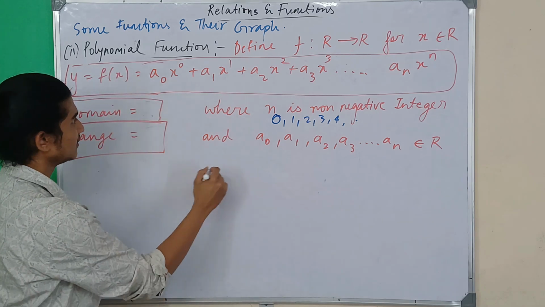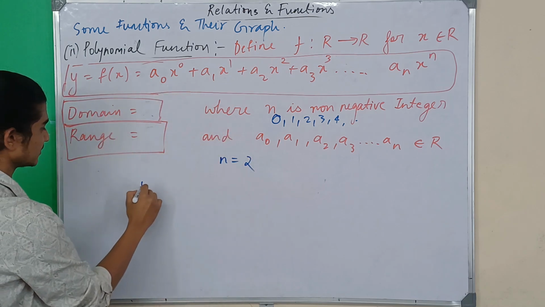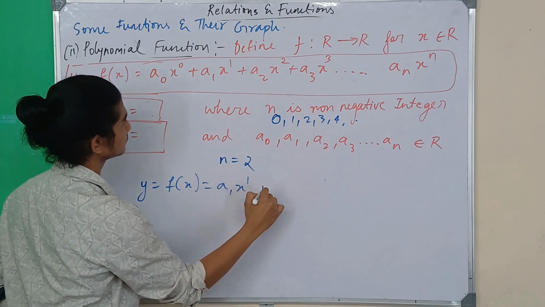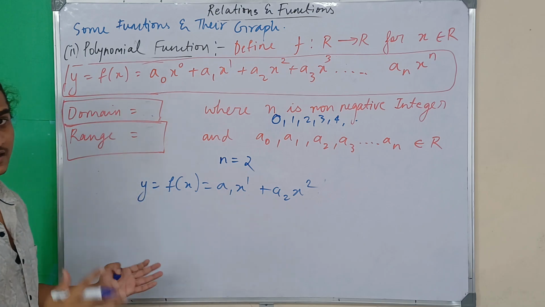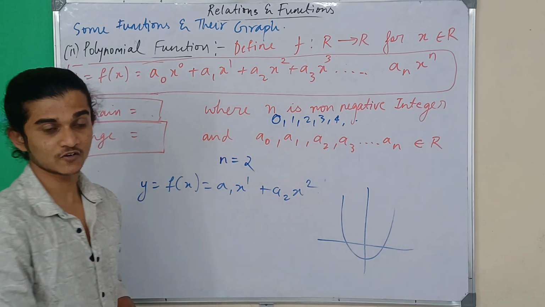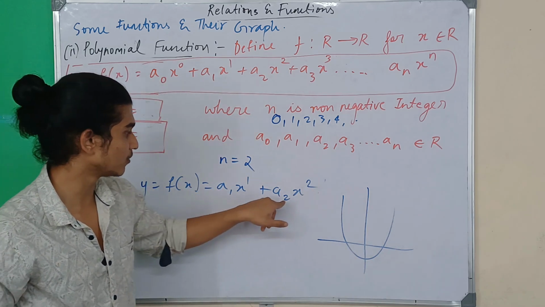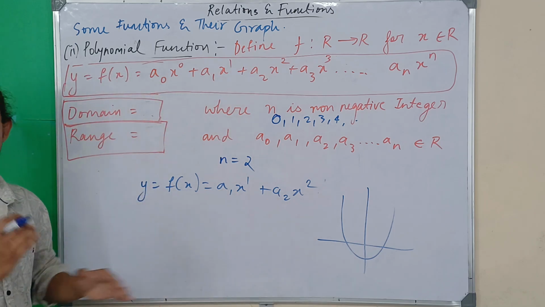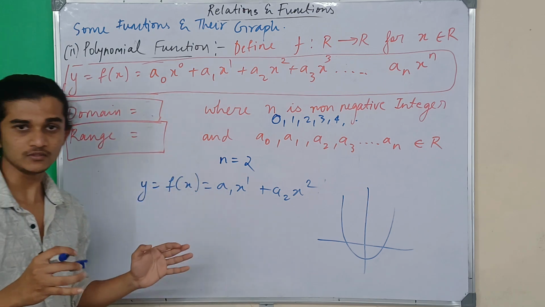For example, if I put n equal to 2, this function becomes something like this: f of x equals a0 plus a1 x^1 plus a2 x^2. So this is a quadratic equation. For a quadratic equation, the graph is going to look something like this. It's a parabola. I can't exactly say what kind of parabola it is, upward or downward. Based on what the a2 value is, the graph changes, and accordingly the domain and range keep on changing. So based on the question and the criteria, the domain and range adjust themselves.